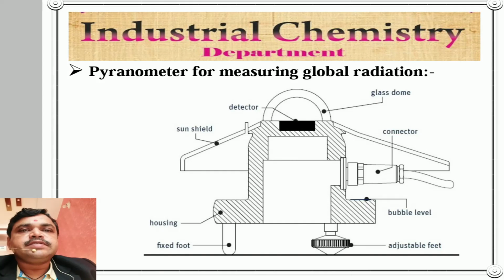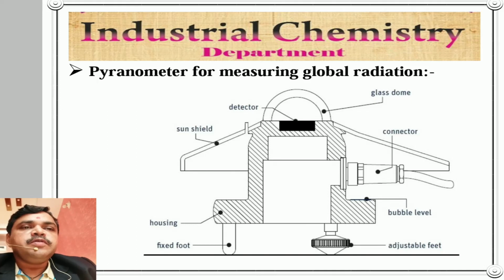Next is pyranometer. We saw above there are three types of radiation. Number one is beam or direct radiation, number two is diffuse radiation, and number three is total or global radiation. Here is the pyranometer for measuring global radiation.